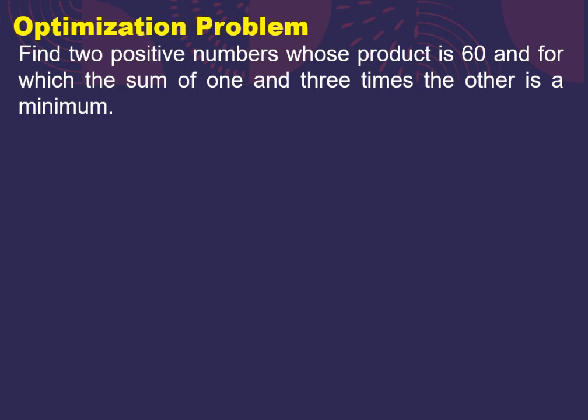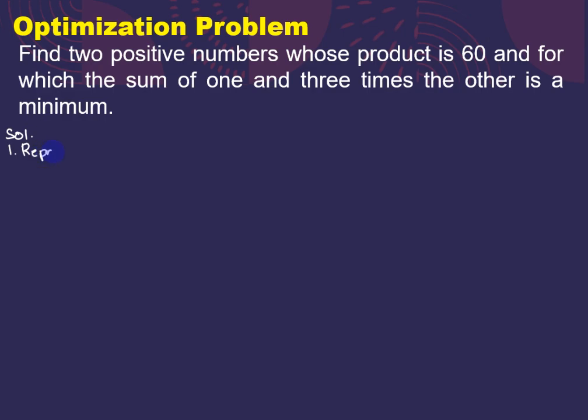Okay, so this is an optimization problem in calculus. Find two positive numbers whose product is 60 and for which the sum of 1 and 3 times the other is a minimum. Okay, what we are going to do here first is to represent.